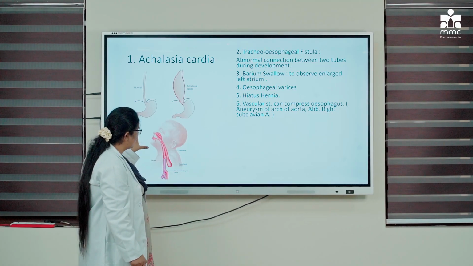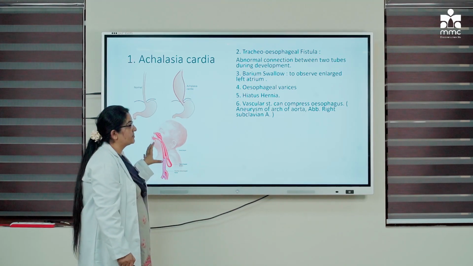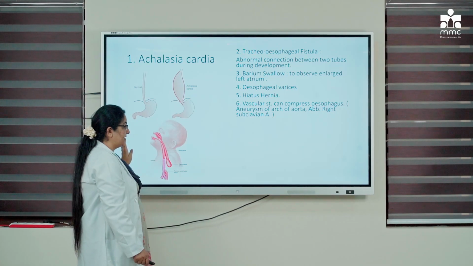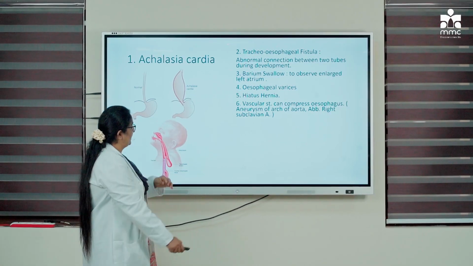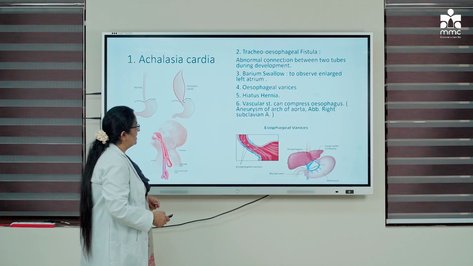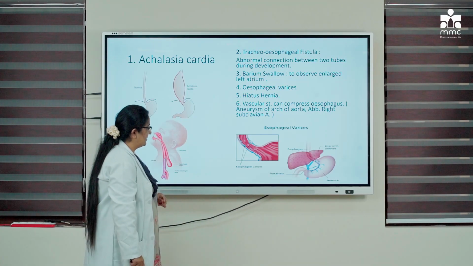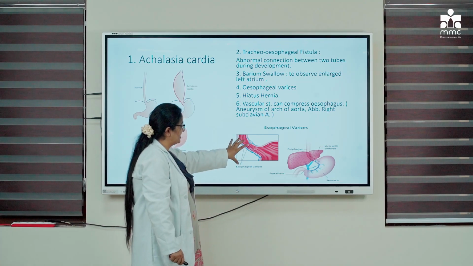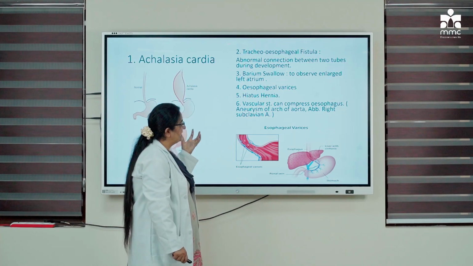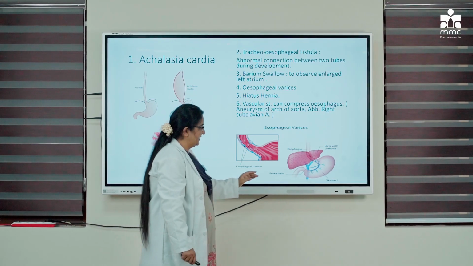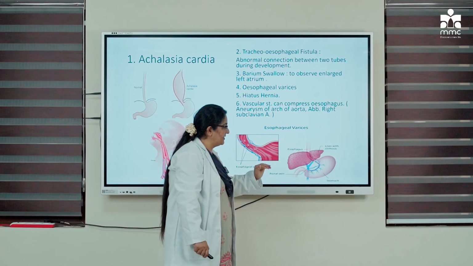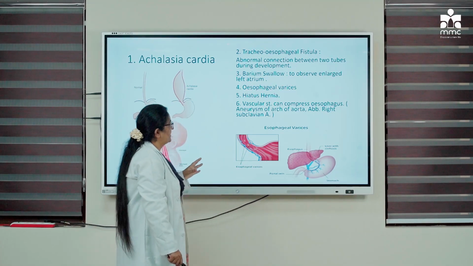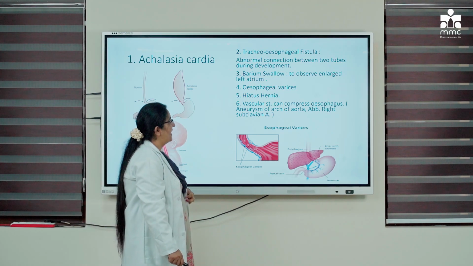Now, the third one is the applied aspect which we can deal with in the barium swallow. Barium swallow especially is done to see the enlargement of the left atrium, because the left atrium is present nearby to the esophagus. Apart from that, there is another term called esophageal varices. That means the esophageal veins related to the lower end are dilated in portal hypertension. So this is the condition where there is portal hypertension and the veins are getting dilated.